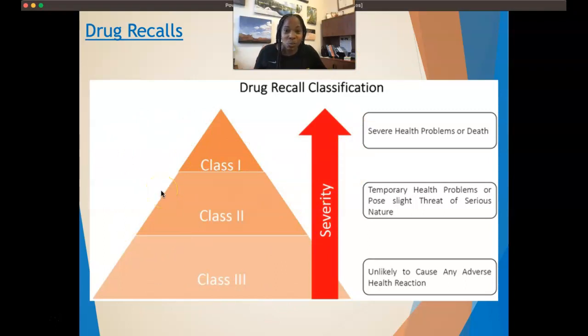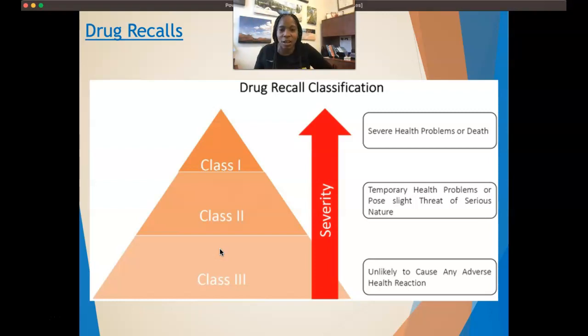So if it's a class 1, right? Attention, class 1 recall for whatever the commercial always says, right? Then you're worried, because that is the recall where the drug has caused severe health problems and even death in patients, right? Now you get the commercial where it's like, doo, doo, doo, doo, class 3 drug recall. Then you kind of go, okay, I can rest easy.